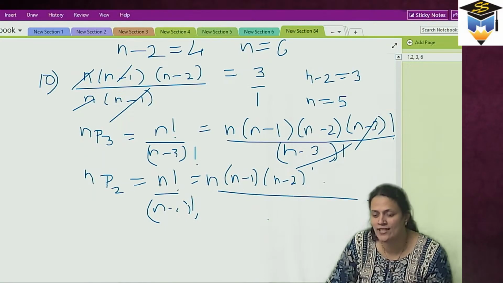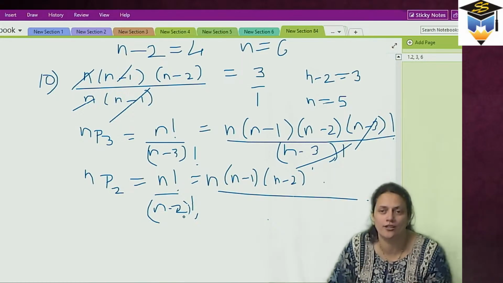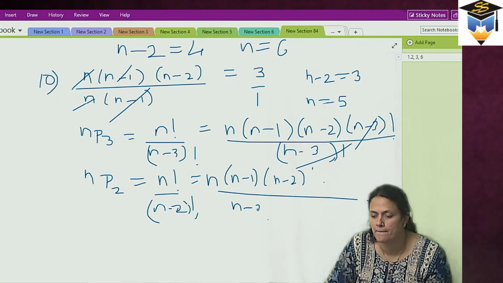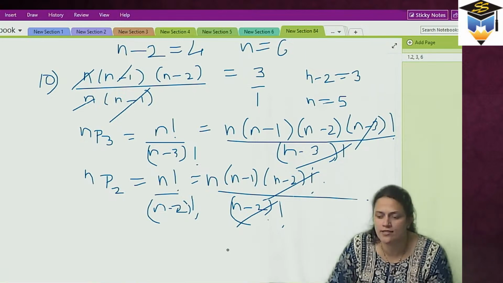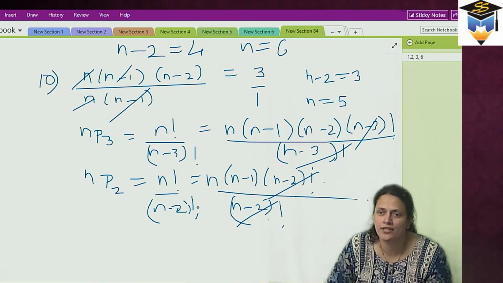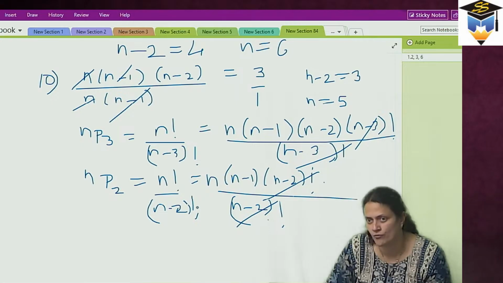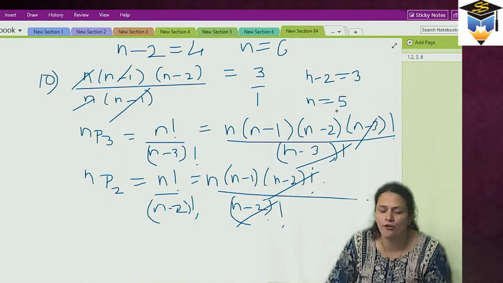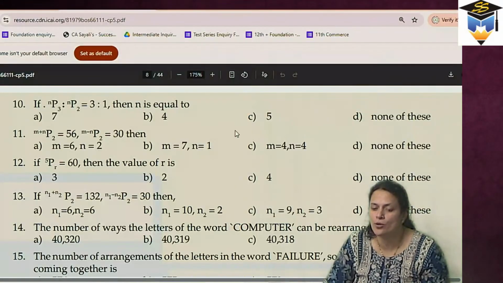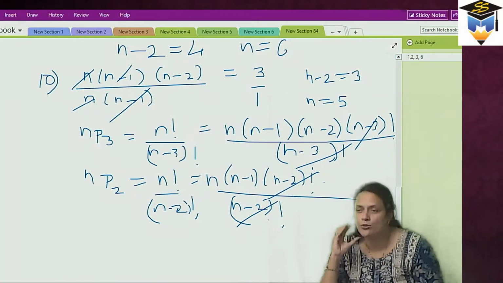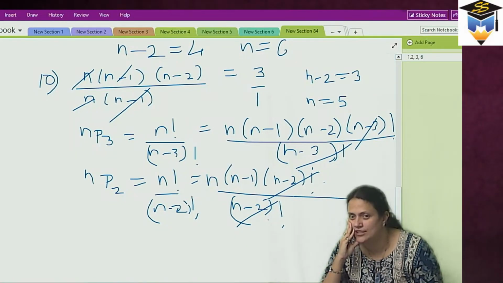np2 is there, so that is n factorial upon n minus 2 factorial. So this and this will get cut, so this remains in the denominator, n into n minus 1. Everybody is understanding this now? So value of n is equal to 5. Option C is the correct option for question number 10. Any doubt? Done?